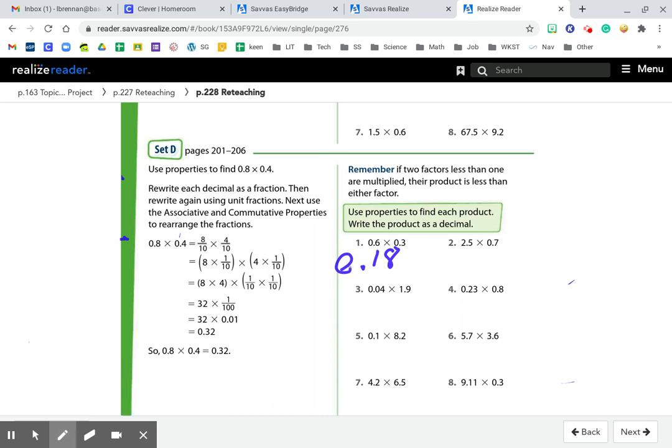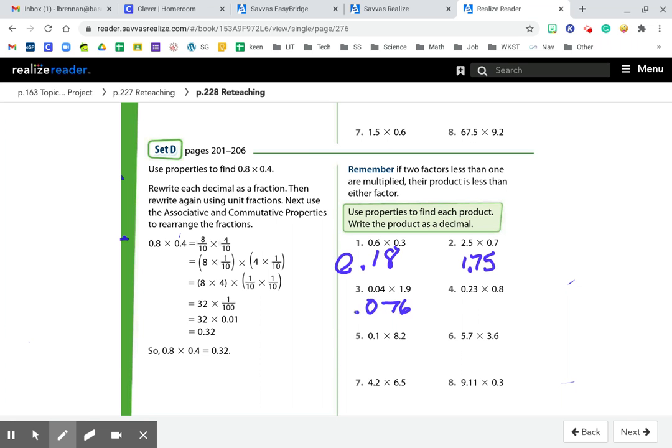0.25 times 7, think of quarters, $1.75. 2 digits in decimal place value in the problem, 2 in the answer. 19 times 4, that might be trickier to do in your head, but 20 times 4 is 80, and we're just going to take 4 out, so we're going to wind up with 76. 3 digits in decimal place value in the problem, 3 in the answer.